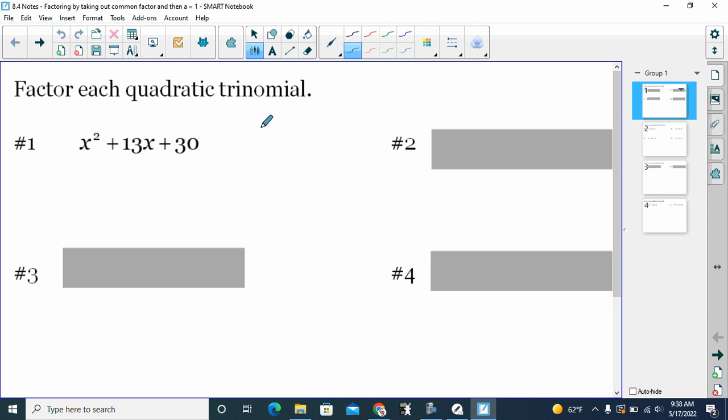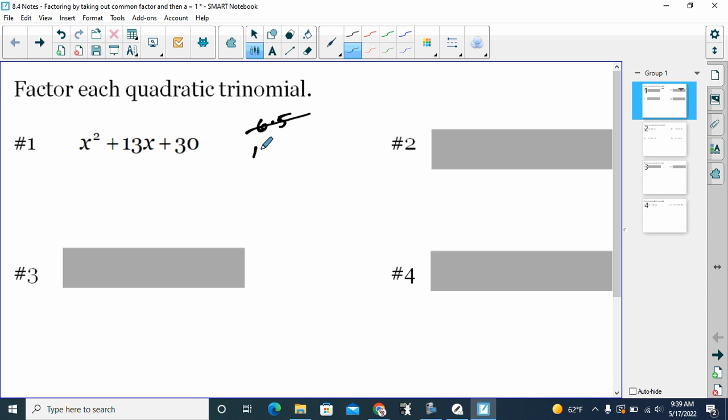So the first numbers you might think of, maybe 6 times 5. 6 times 5 gives us 30. 6 plus 5 is not 13. You always want to check the subtraction also. 6 minus 5 gives us 1. We're trying to get 13. So when I add them, I don't get 13. If I subtract them, I don't get 13. So 6 and 5 do not work.